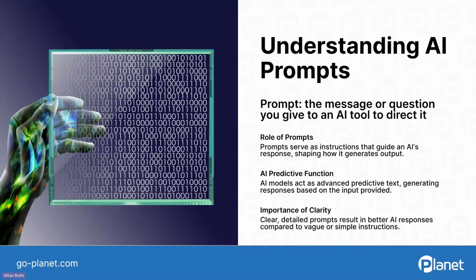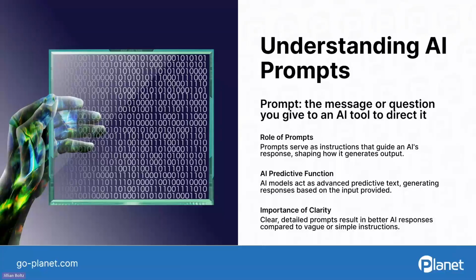So understanding AI prompts is all about this: a prompt is simply a set of instructions given to an AI to guide its response. It's like giving instructions to a helpful assistant. The clearer and more specific your prompt is, the better the AI can understand and respond with useful information.